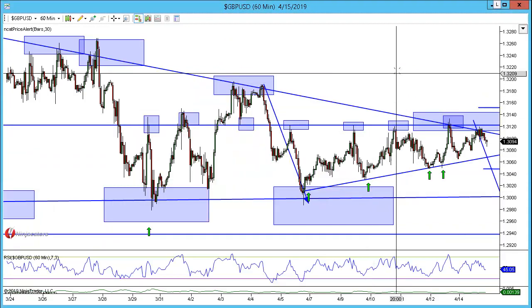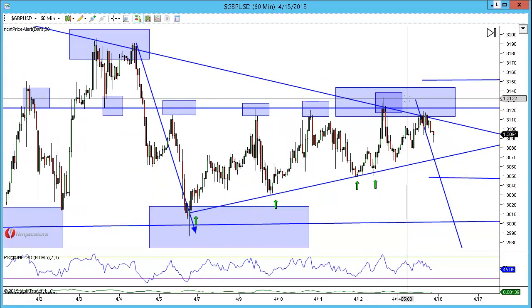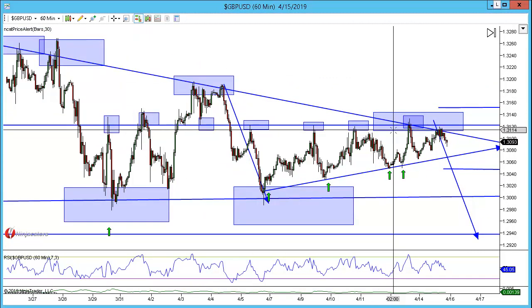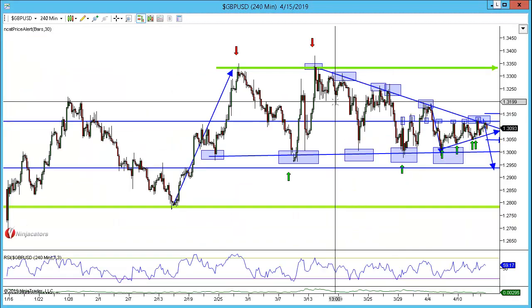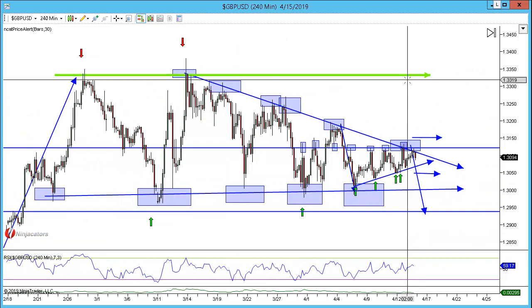Anything on the 60? There's no real entry for me here. If there was a double top or head and shoulders that had formed, or a great big momentum candle that had just violated some form of structure, then I would be interested. But we don't have it right now, so it's a case of just sitting on our hands and waiting and seeing what the market does.